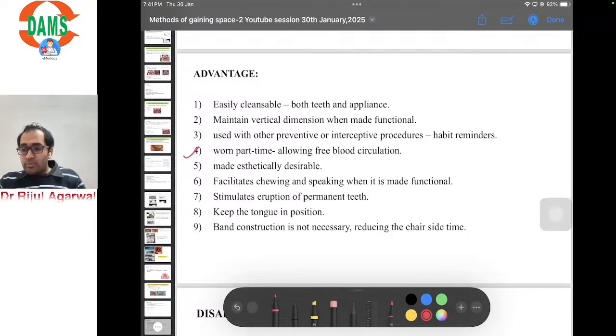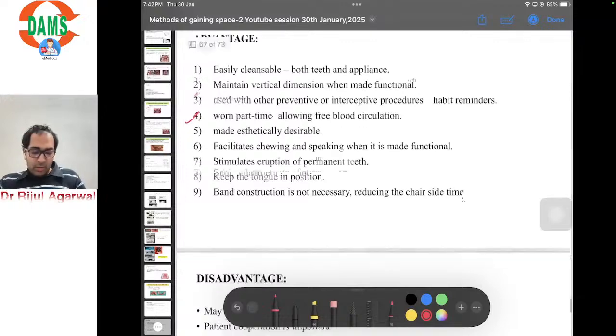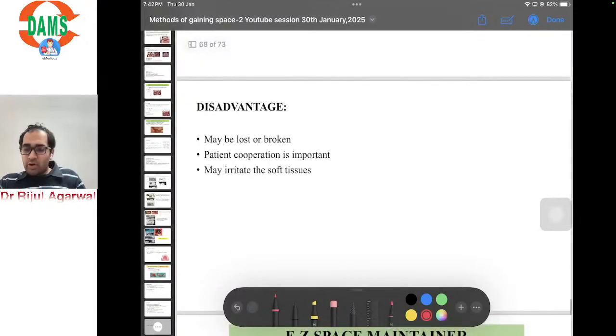So it's 1 mm below the mesial marginal ridge of the first permanent molar. It facilitates chewing and speaking when it is made functional. It stimulates the eruption of permanent teeth, keeps the tongue in position, and band construction is not necessary, reducing the chair side time. If there is any confusion with the data you have read somewhere else, just kindly tell me. I'll check it once again. So according to me, it's 1 mm below the mesial marginal ridge.